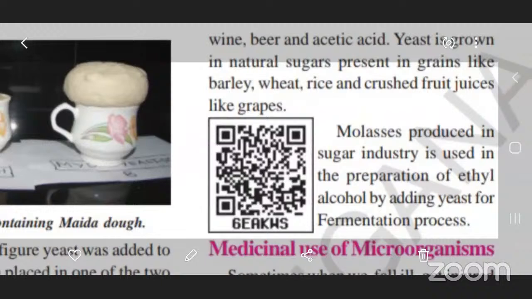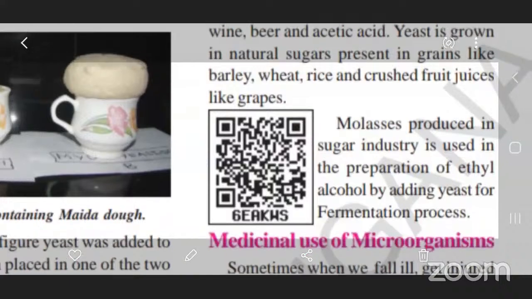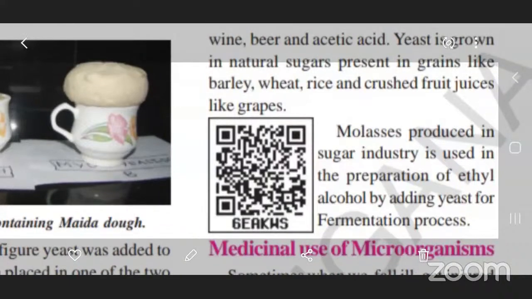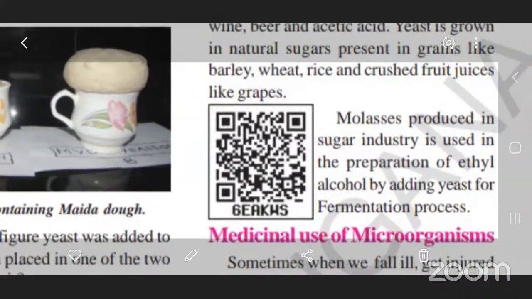Yeast is grown in natural sugars present in grains like barley, wheat and rice, and crushed fruit juices like grapes. Where will yeast grow? Yeast is grown in natural sugars present in grains like barley, wheat, rice, and crushed fruit juices like grapes.